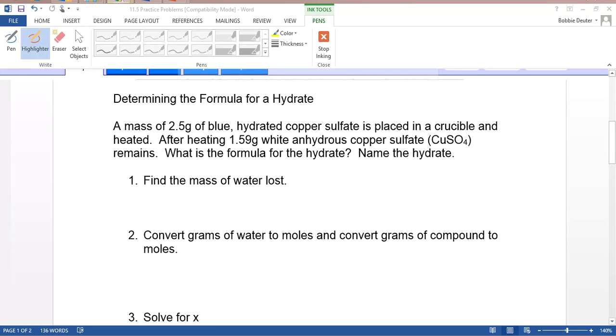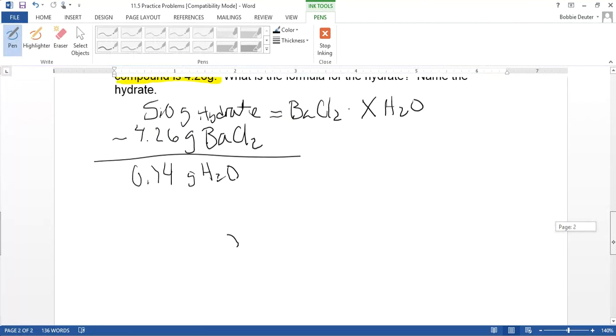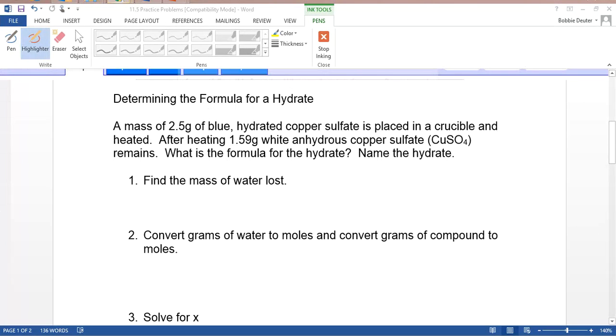This would be your barium chloride, BaCl2. So in this case, we're looking for our BaCl2 X H2O. We don't know how many water molecules we have. So we find out our water, and water in this case, when you solve, is 0.74 grams of H2O. Then our next step is converting our grams into moles.